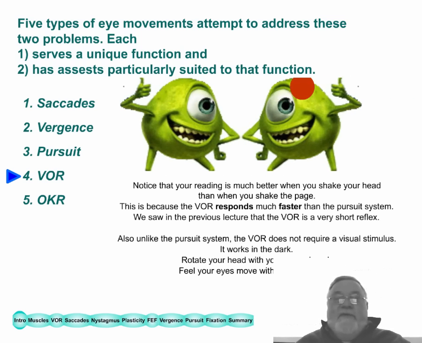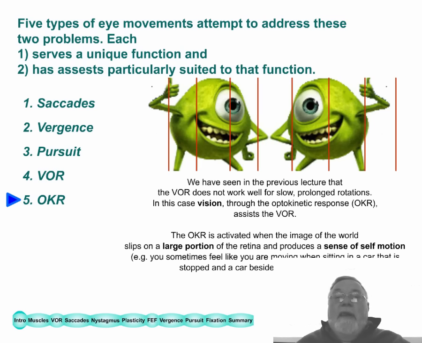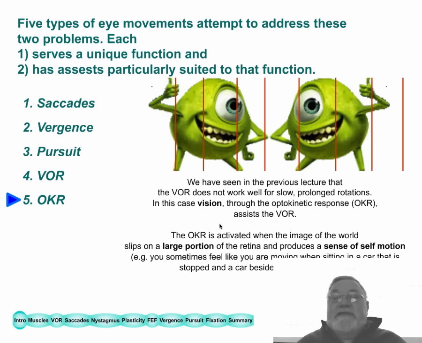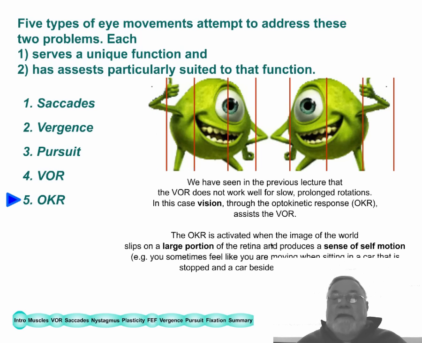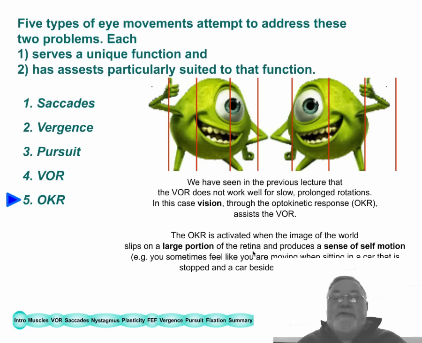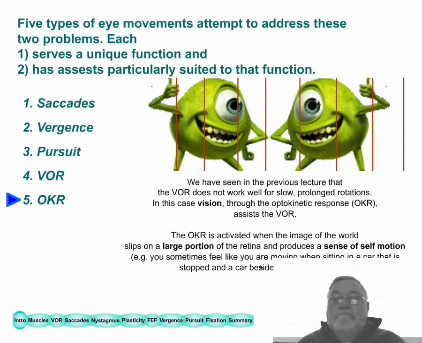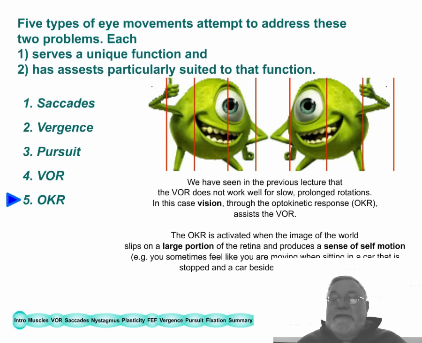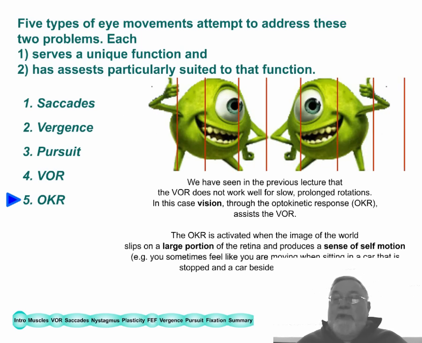And finally, we have the optokinetic system. And we see that it assists the VOR, and it activates the image of the whole world on a large portion of the retina. And it's because of this that it sometimes induces a sense of self-motion when you're sitting in that subway car.